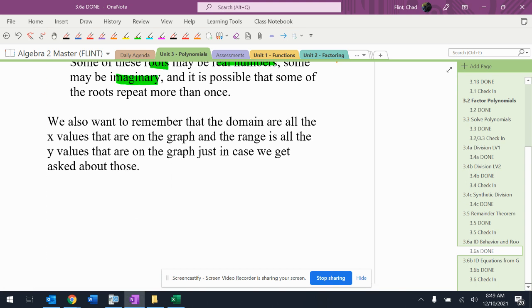Domain and range, it'll ask about this a little bit. Remember, domain is what x values the graph has. Range is the y values the graph has. It's unlikely that we're going to get asked that right now, but it's still something we want to be able to answer just in case, since it all ties this together here.